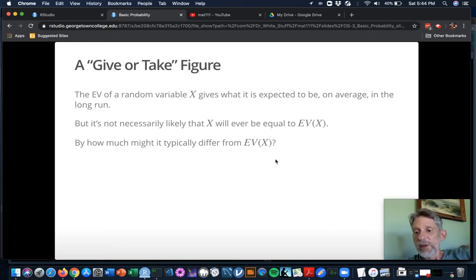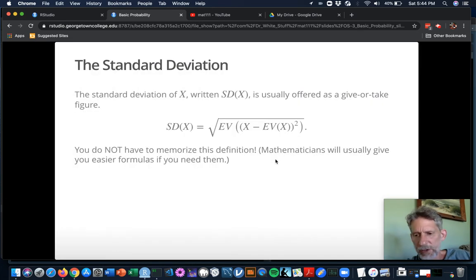What would be a good number to say about how much it's liable to differ from its expected value? That's what the standard deviation of a random variable tries to tell you. It tries to tell you how spread out, after accounting for probability, the possible values are of the random variable from their expected value. So the standard deviation for some random variable x is written SD of x. And that's what we'll usually offer as the give or take figure.